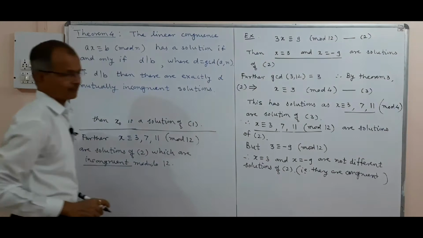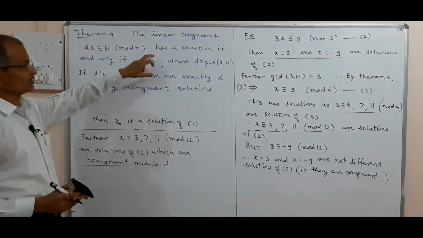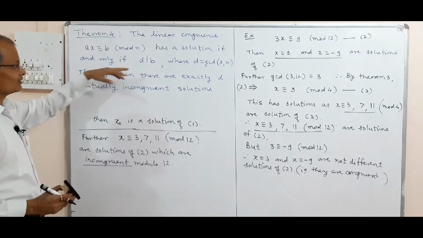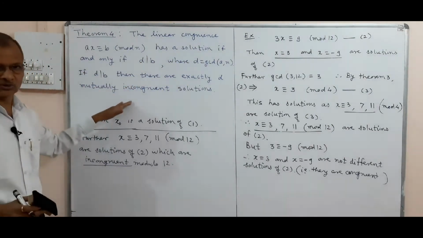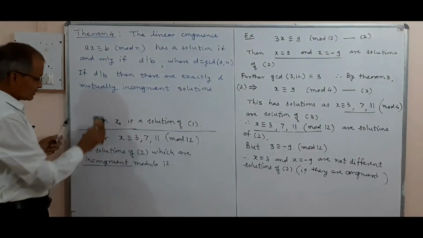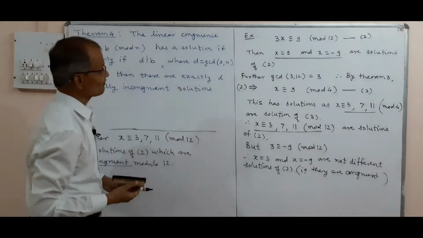So this is the theorem. The theorem states a necessary and sufficient condition for existence of solution. And second part, if that condition is satisfied, then how many incongruent solutions will there be. Now we will see the meaning of the theorem in terms of this example.